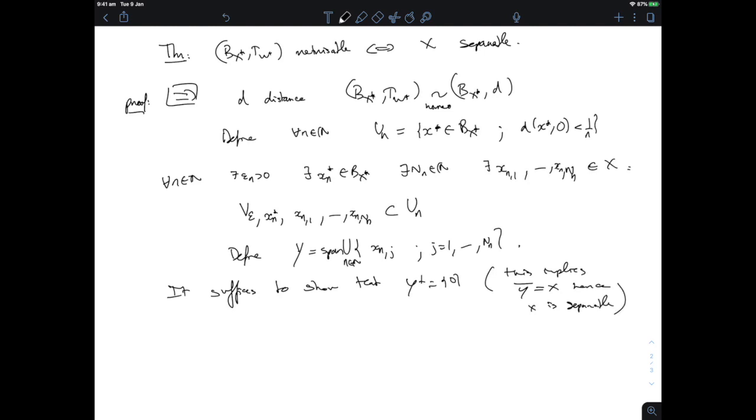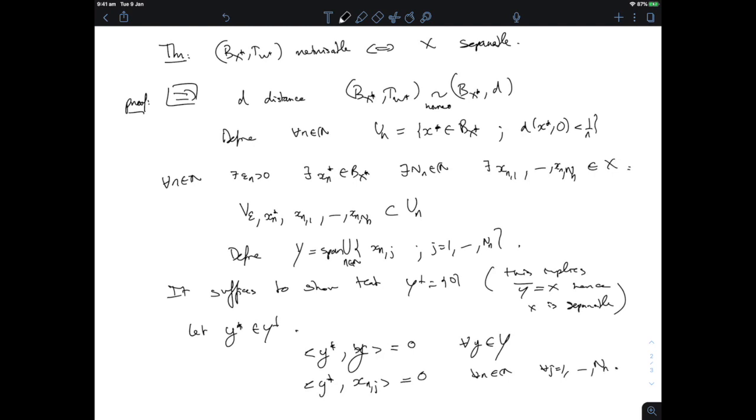Because Y is countable. Okay, so we need to show that Y perp is 0. So how do we do that? We take a Y star in Y perp, and we have to show it is 0. What can we say about such a Y star? We can say that Y star of Y is 0 for all Y in Y. And in particular, that means Y star of X_{n,j} is 0 for every n in N and for every j from 1 to n.